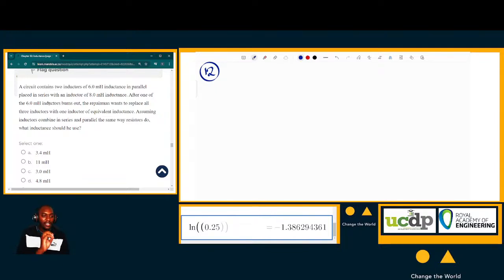So it says a circuit contains two inductors, 6 millihenry in parallel, placed in series with an inductor of 8 millihenry. After one of the 6 millihenry inductors burns out, the repairman wants to replace all the 3 inductors with one inductor of equivalent inductance. Assuming the inductors combine in series and parallel the same way resistors do, what inductance should the repairman use? Please try out this one and let me know what value you get.